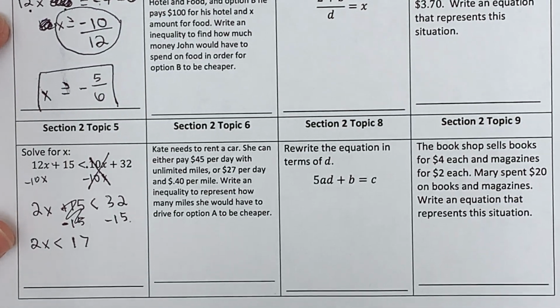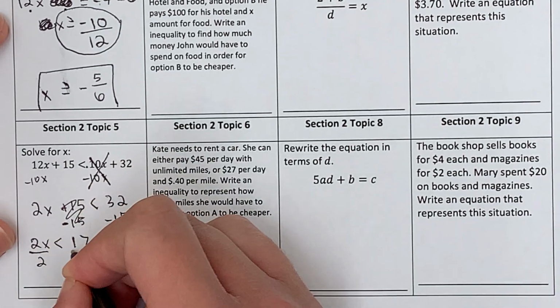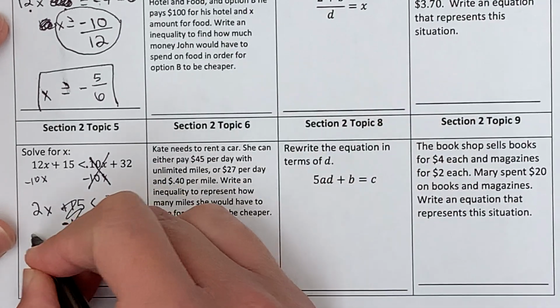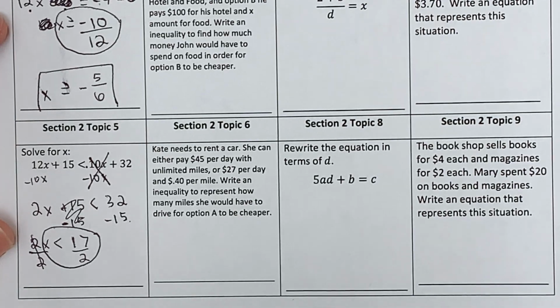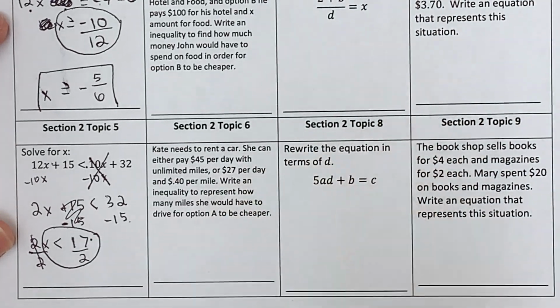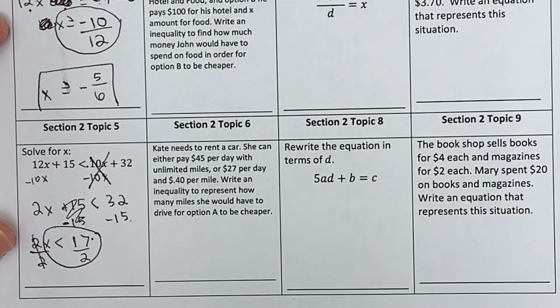And then last, I need to get rid of that 2. So I'm going to divide both sides by 2. Those cancel out. We get x is less than 17 over 2. Since that's not an even number, I'm not going to divide it and get a decimal. I'm just going to leave it as a fraction.